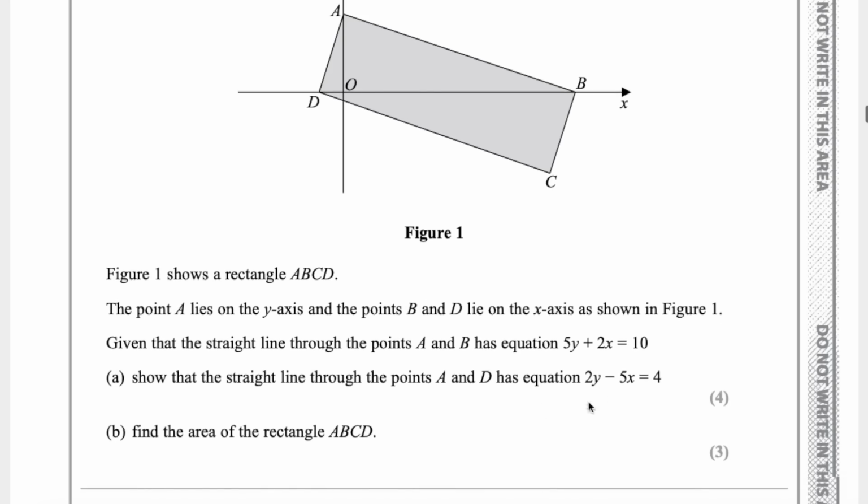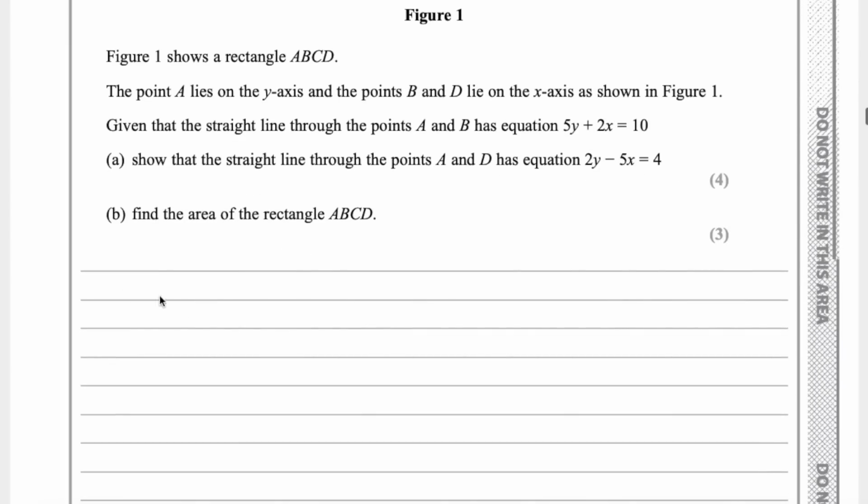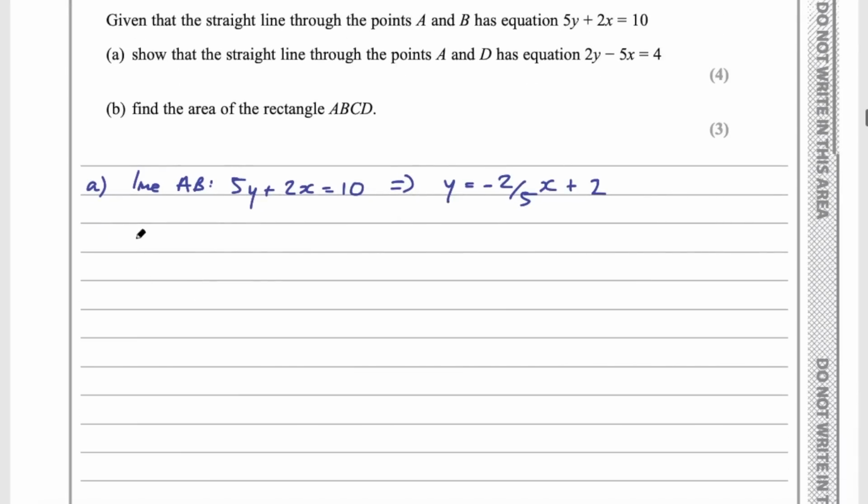Well, what can we do first? Firstly, we can find the gradient of AB just by rearranging this equation. So for part A, we can say that the line AB is 5y plus 2x equals 10, and this can be rearranged to y equals minus 2 over 5x plus 2. Okay, so we know the gradient of line AB equals minus 2 over 5.